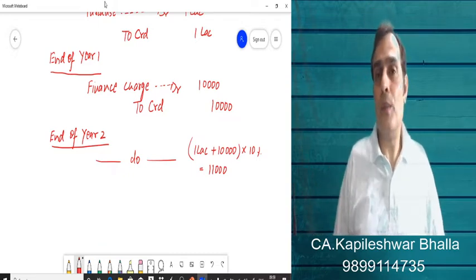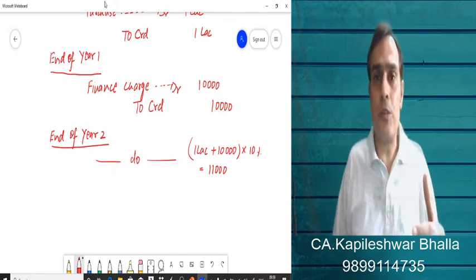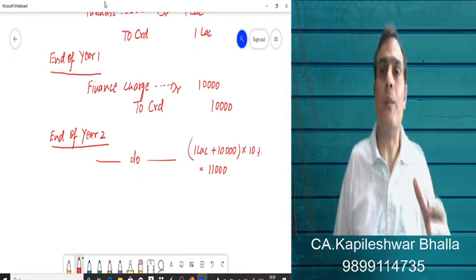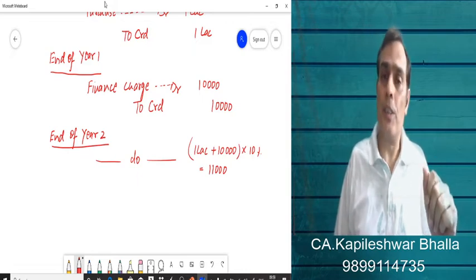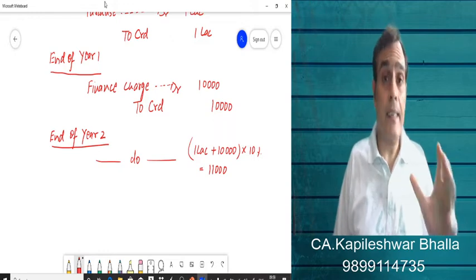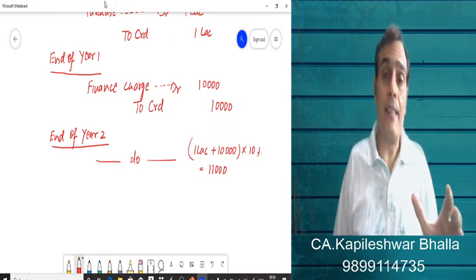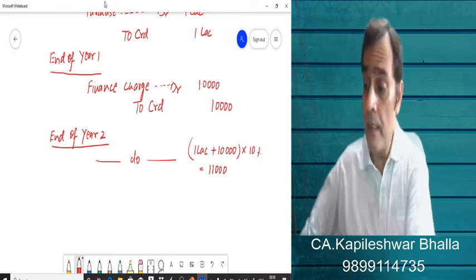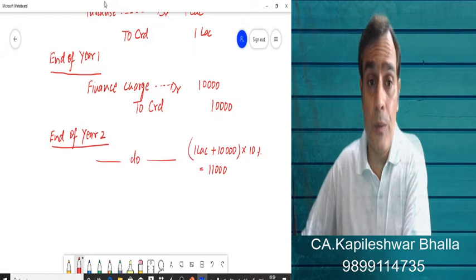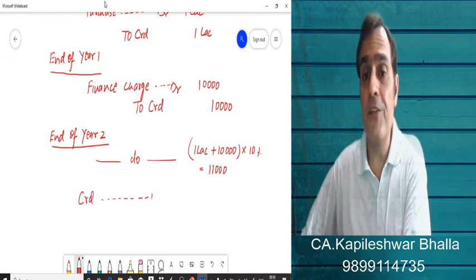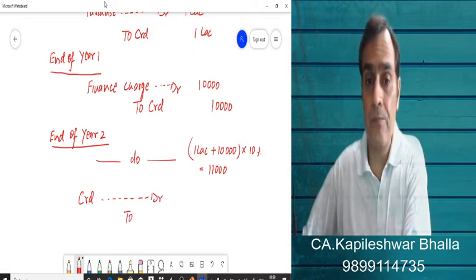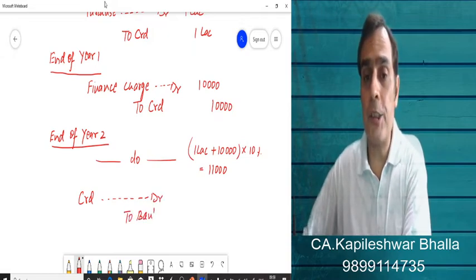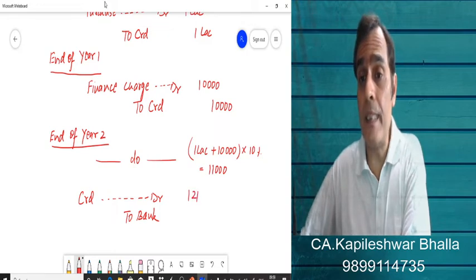And now you can see very clearly that the creditors in the books of account is standing at 1 lakh 21. 1 lakh rupees in the original entry at the beginning of year one, then another interest of 10,000 and 11,000 makes it a cumulative total of 1 lakh 21. And then at the end of the second year, when you go to pay this money to the creditors, the entries would become creditors account debit to bank, or cash, whatever the case might be. We pay the entire 1,21,000.